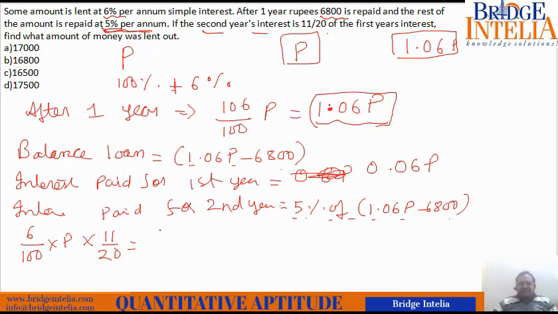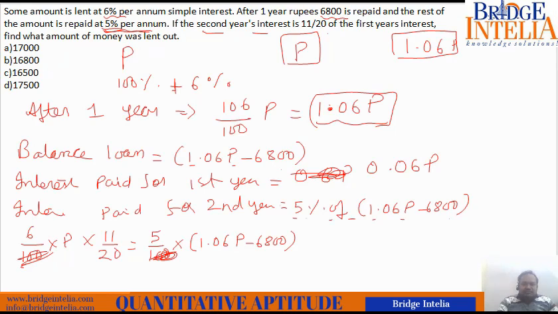5%, that means 5 by 100 multiplied by 1.06P minus 6,800. So let's see. So 100 and 100 will get cancelled. Anything else that can get cancelled? Let's take it to next page. So 6P into 11, that means 66P by 20.